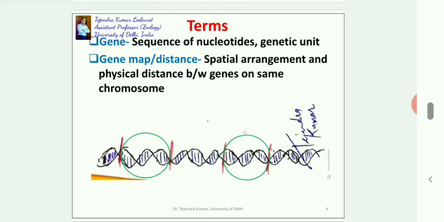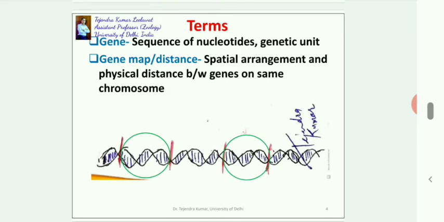Gene is what? A gene is the basic part of DNA, made up of DNA, and it is arranged on a chromosome. It is a simple sequence of nucleotides, and it is also a genetic unit which carries characters from one generation to the next generation, meaning from parents to their progeny. The next term is gene map or distance.